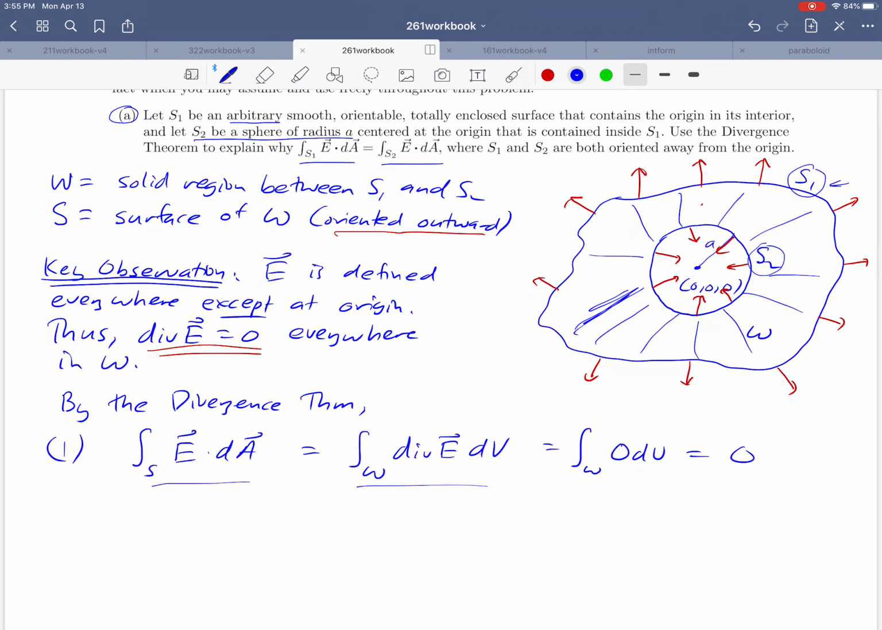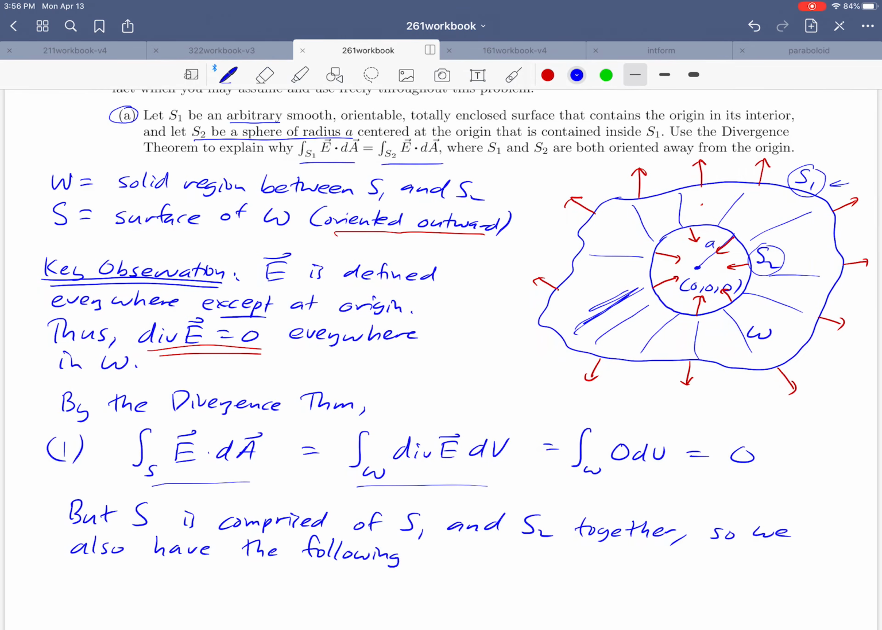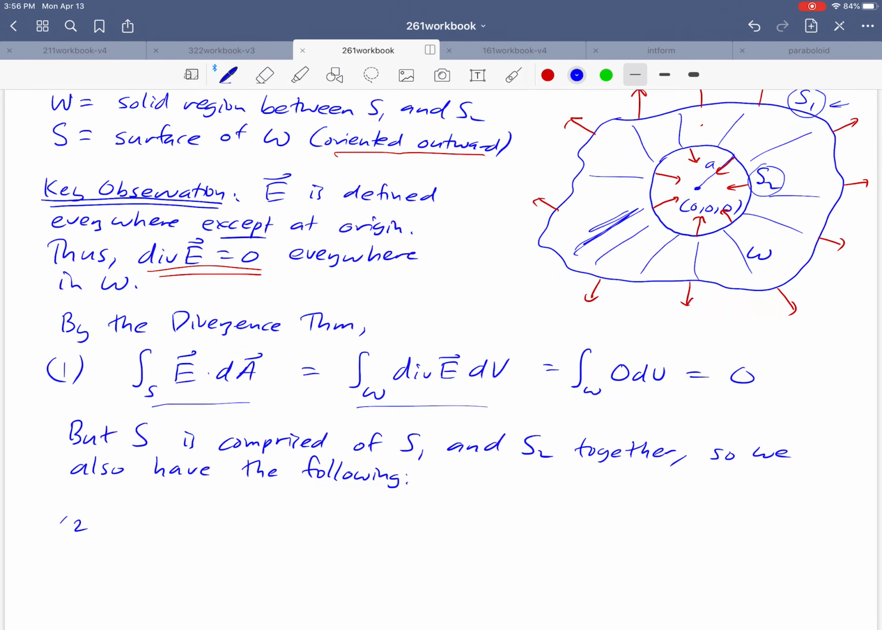Okay, but then we remember that S is comprised of two different pieces, the S1 and S2. So we get another fact out of that. Okay, where is that going to lead us? Well, that's going to tell us that the flux integral of E over all of S can be broken into two parts. The flux integral over one part of the surface, the S1, plus the flux through S2.